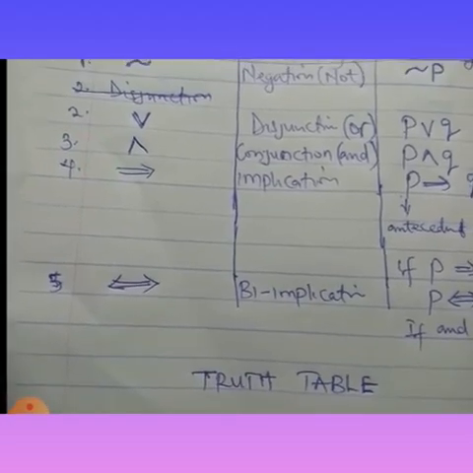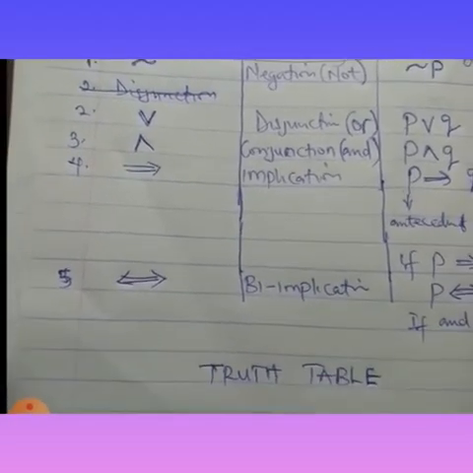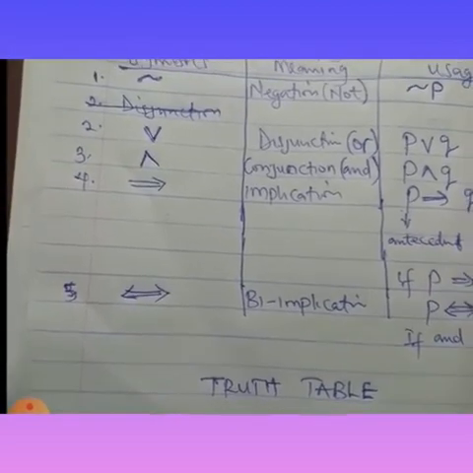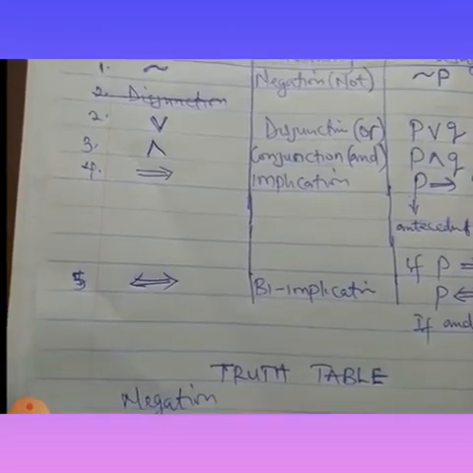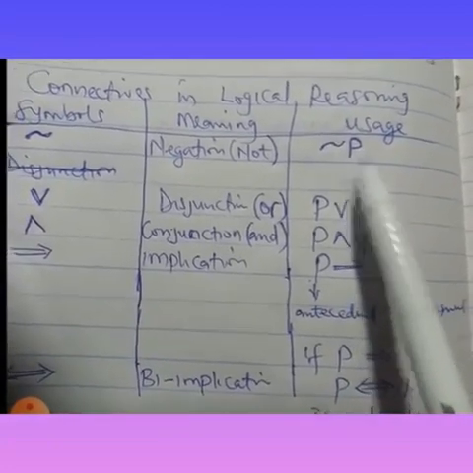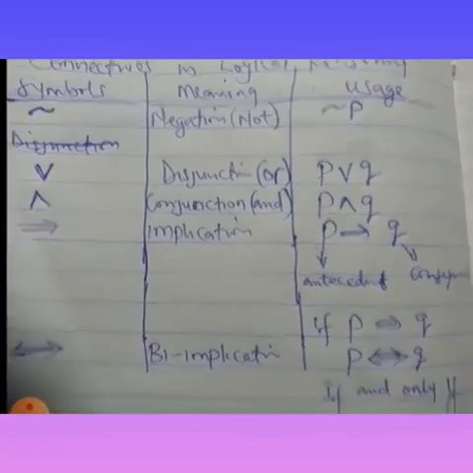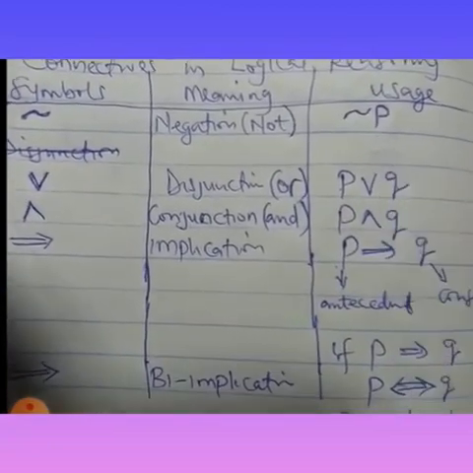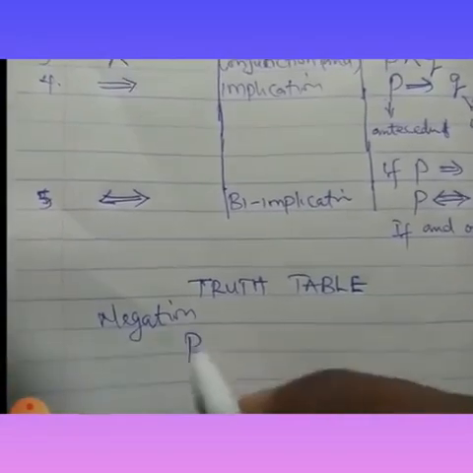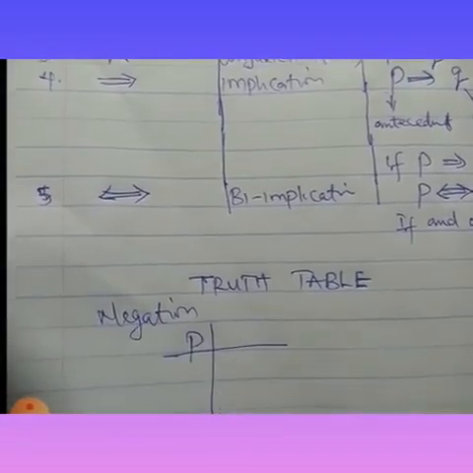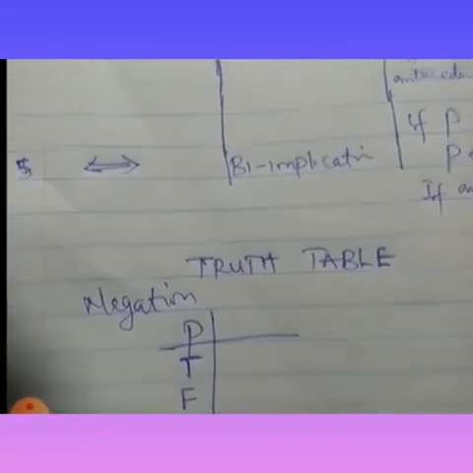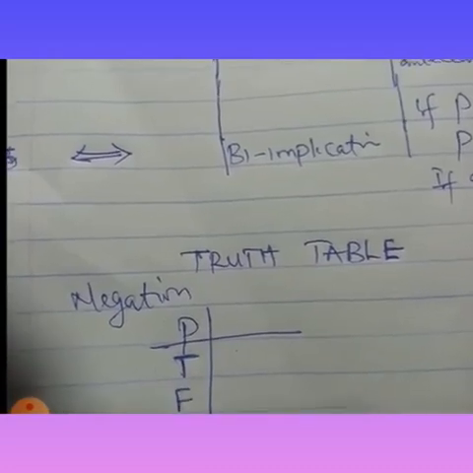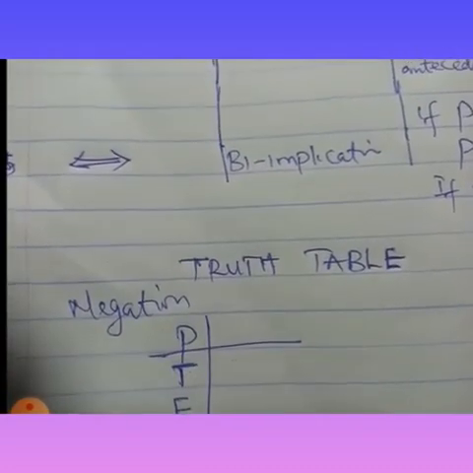So the first one is negation. So to construct the truth table for negation, now for negation we have only one statement. P, Q, R, or thereabout, they represent statements. If we have a statement, now that statement can either be true or false. These are the only two options we have, either true or false.